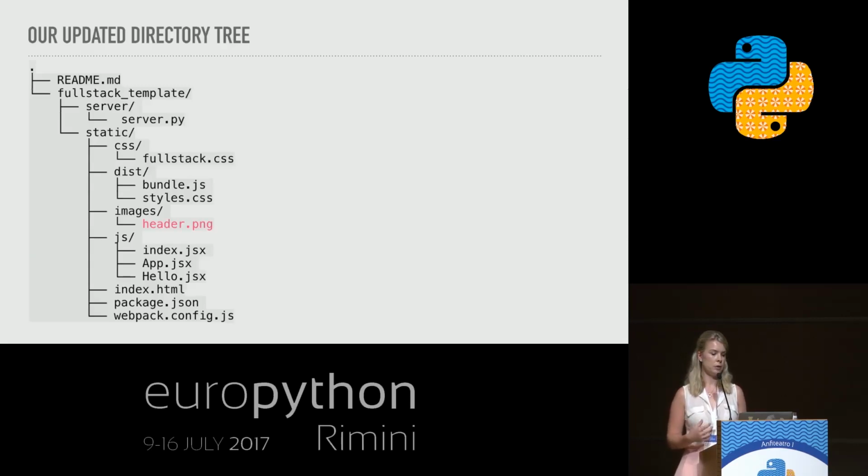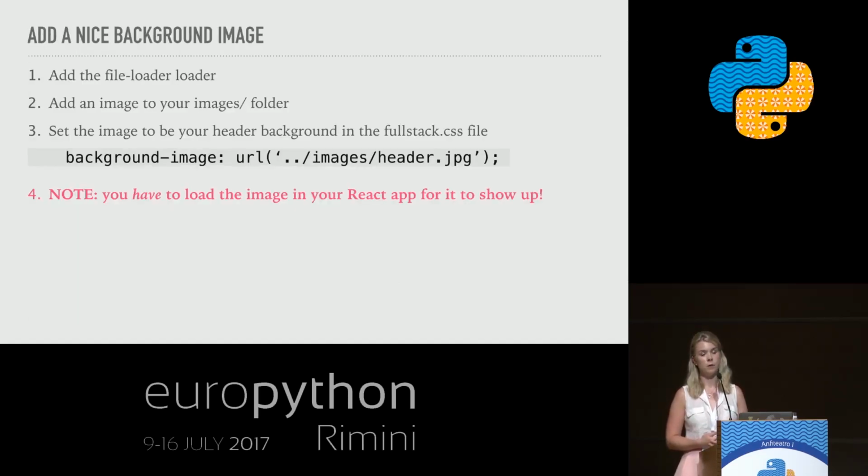Adding a background image is just adding an image to our image folder. We need to then use a file loader to load that image. When you use a file loader, you can specify what types of files you want it to load. So in our case, we are going to specify that we will load JPEGs and PNGs, etc. And that is just another rule in your Webpack config. And then you need to basically add a background URL to your CSS, as we've done here.